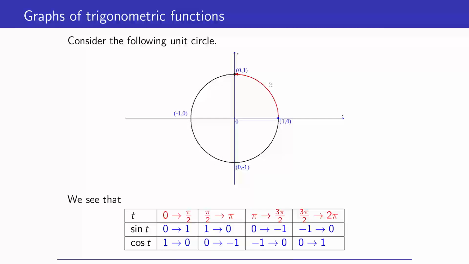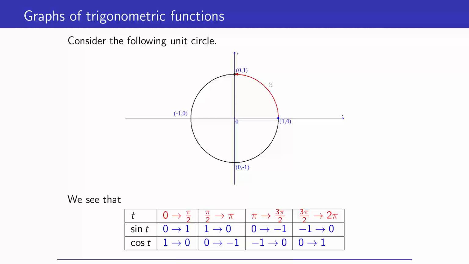We know that the terminal point of t gives us sine t and cosine t. That is, the x coordinate of the terminal point of t will give you the cosine of t, and the y coordinate of the terminal point of t will give you the sine of t. Then we say that as t moves from 0 to pi by 2, the sine of t moves from 0 to 1, and the cosine of t moves from 1 to 0.